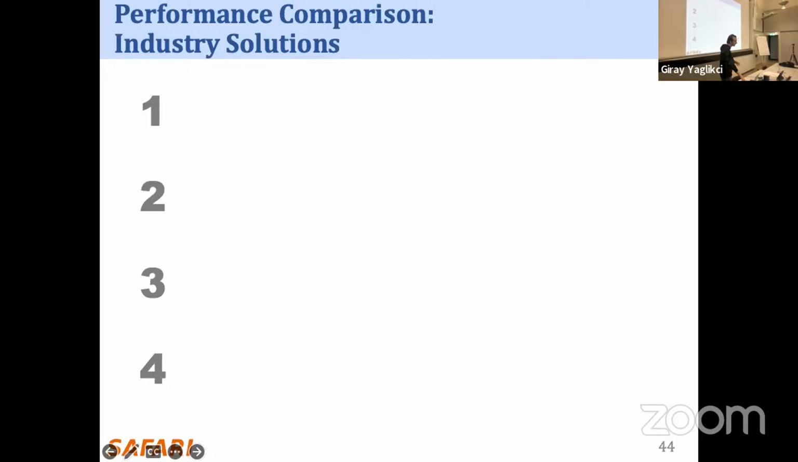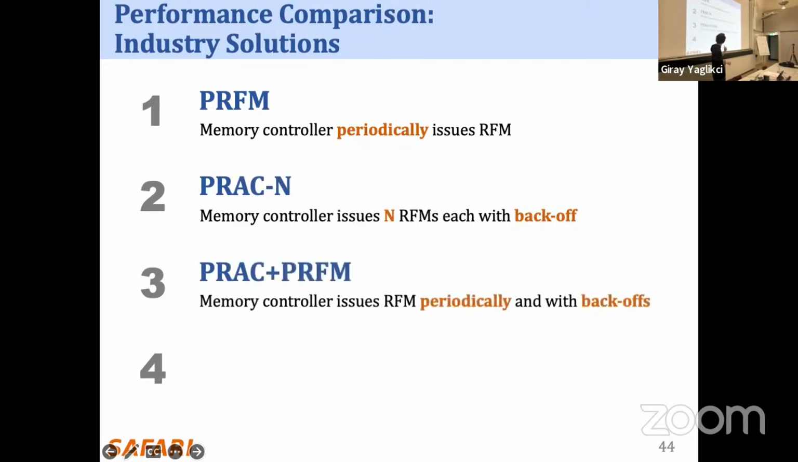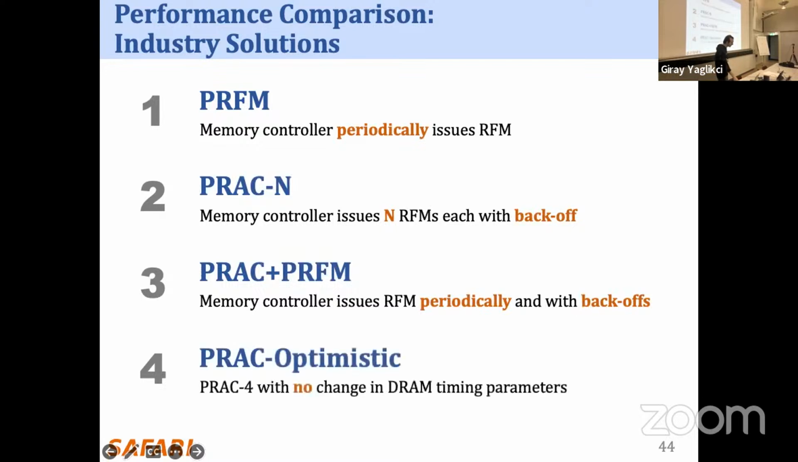We evaluate 4 types of industry solutions. First is PRFM, as we discussed, where we are sending periodic RFM commands. The second is PREC-N, where the memory controller sends N RFMs with each backup. We combine both and evaluate PREC plus PRFM, where the memory controller both sends periodic commands and sends RFMs when a backup is received. And PREC optimistic, which is our hypothetical implementation, that is PREC4 with no change in DRAM timing parameters.